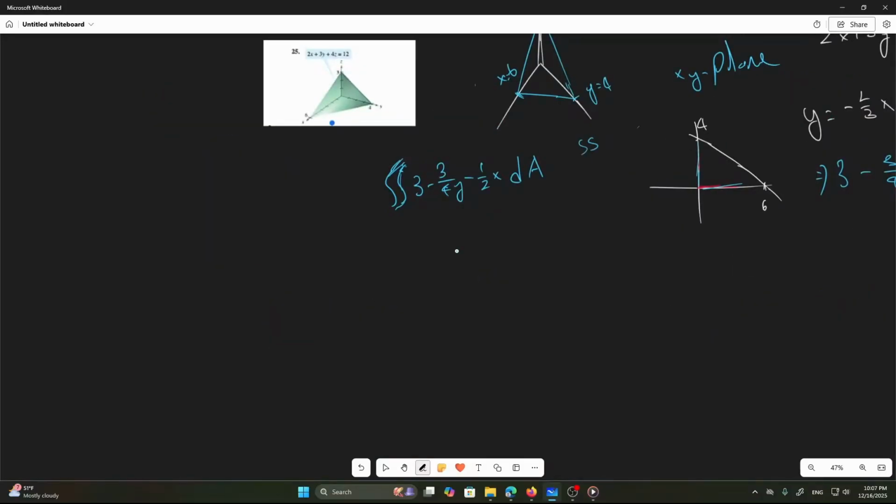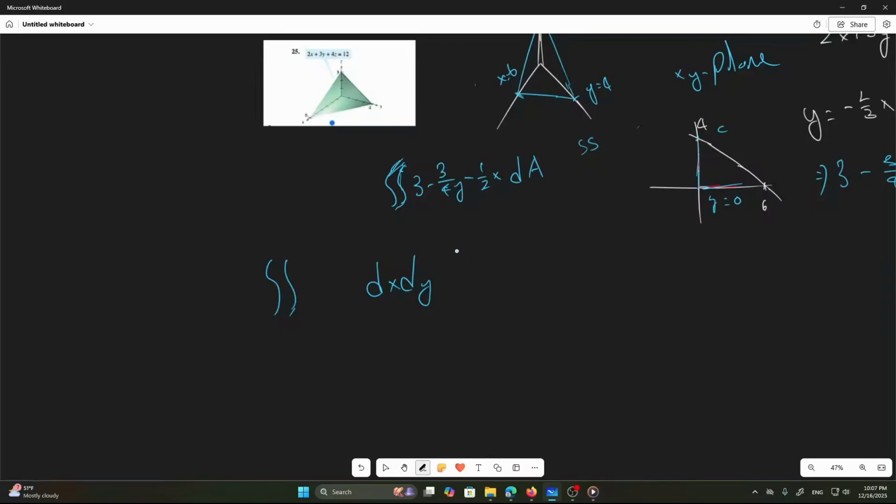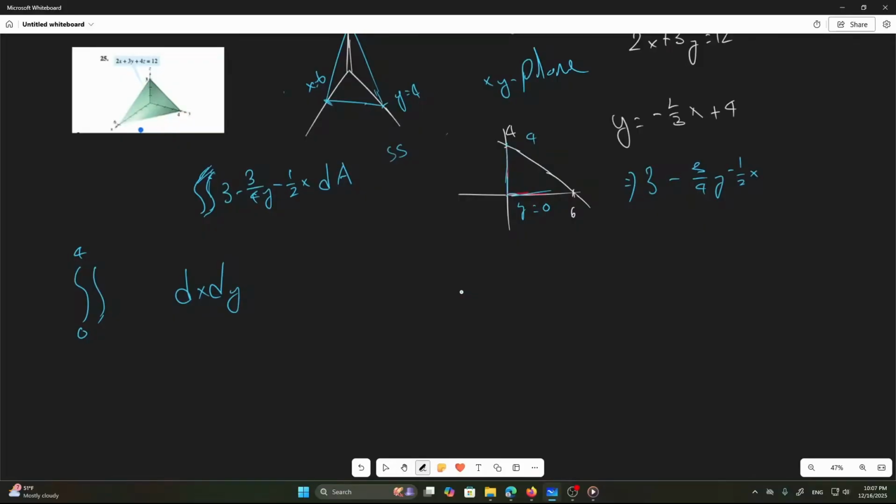So let's set the outer bounds as dx dy first. Since the outer bounds are constant, we look at the range of y. y starts at 0 and goes up to 4, so the outer bounds would be from 0 to 4, dx dy. The x bound is a little trickier: we want to solve the equation of the line in terms of x. The equation is 2x plus 3y equals 12.